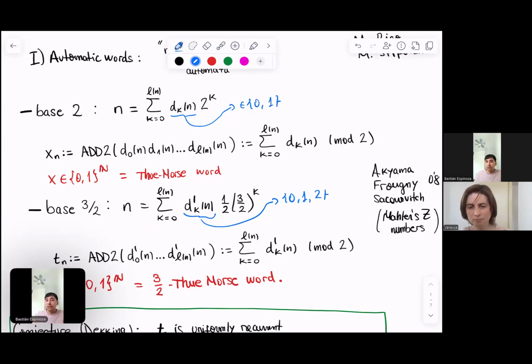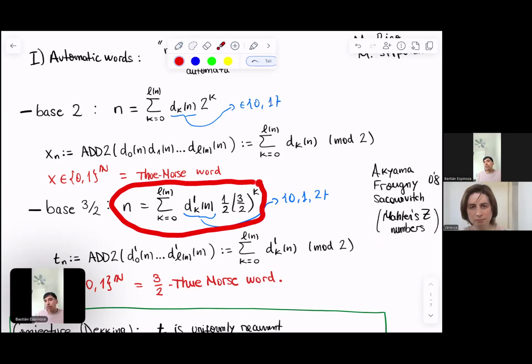But it is natural to consider this because, as it was shown by Akiyama, Frougny, and Zaïmi in 2008, well, it was them who introduced this numeration system, and they used it to study some difficult questions in number theory, mostly related to the equidistribution of powers of rational numbers modulo 1. And particularly, we're focusing on what we call Mahler's Z-numbers, and there is a problem related to them. For now, we're going to just state that there is a unique way of representing non-negative integers with these restrictions. So digits are 0, 1, and 2.